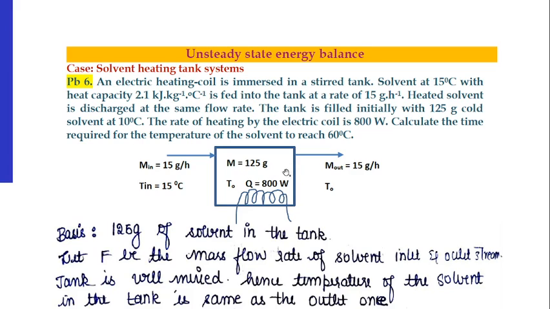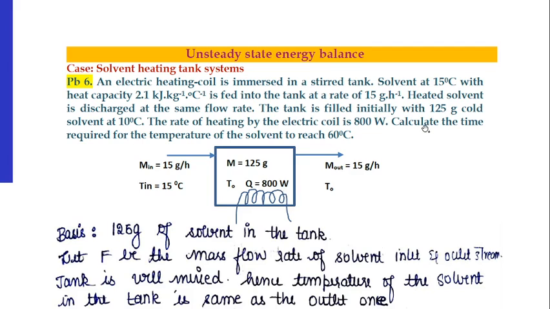The liquid, once it gets heated, overflows at the same flow rate, that is 15 gram per hour. So the exit temperature is T naught, and it will remain the same as the temperature in the container. To heat this, a heating coil is given and it delivers heat at the rate of 800 watt.